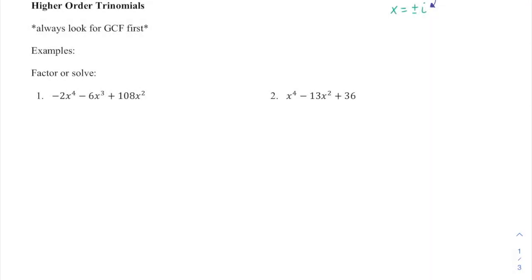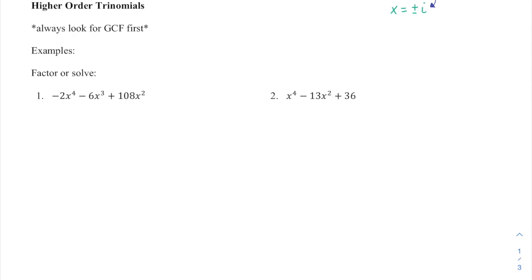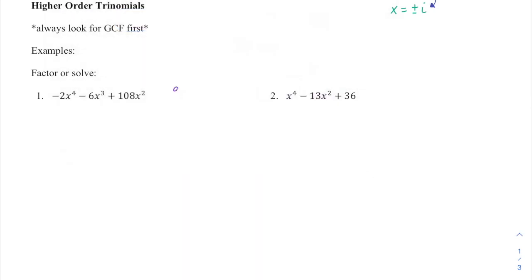So now let's look at higher order trinomials. Trinomials have 3 terms, and we always want to look for our GCF first. That does not change. No matter what our exponent is, we always want to find that GCF. So in this first example, you do have a GCF.